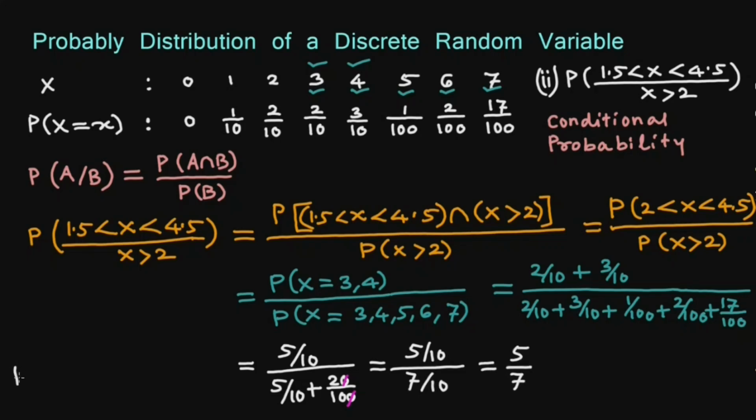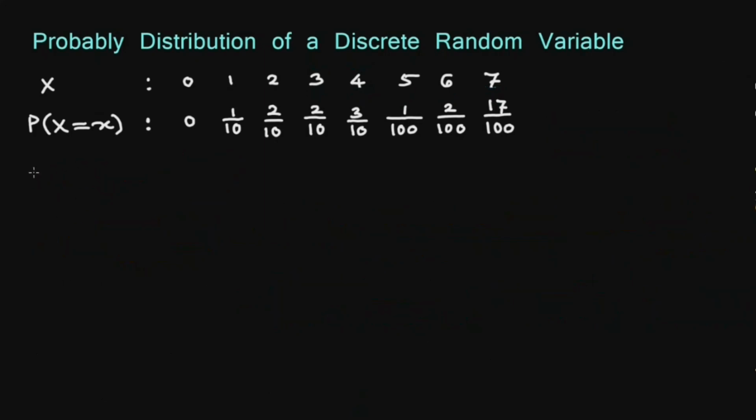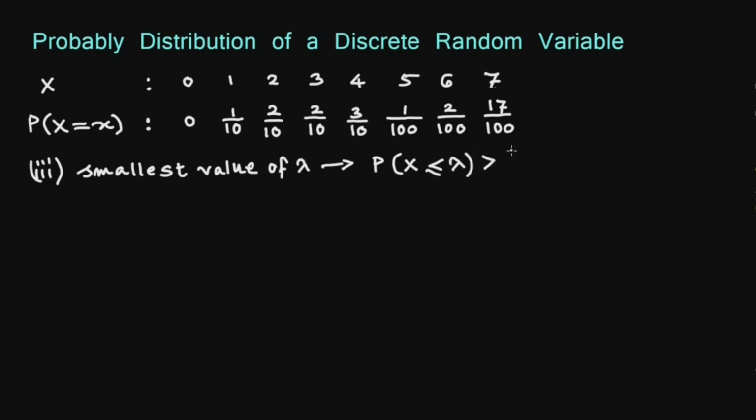So the probability of 1.5 less than x less than 4.5 when x greater than 2 has occurred will be 5 upon 7. In the third question, we have to find the smallest value of lambda for which p of x less than or equal to lambda is greater than half.